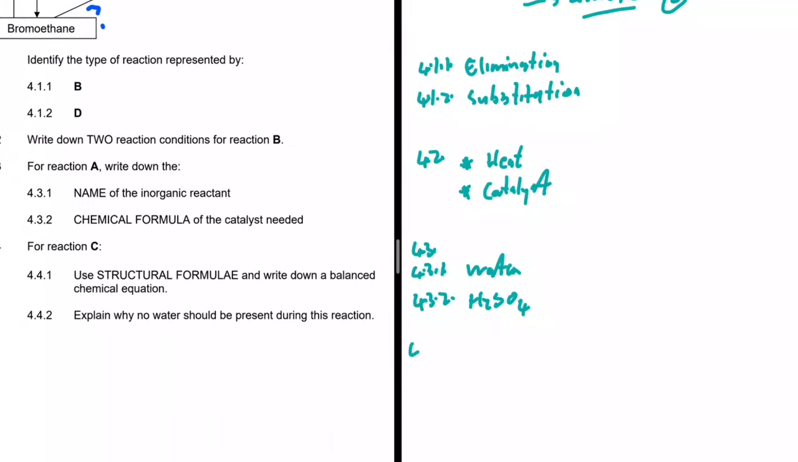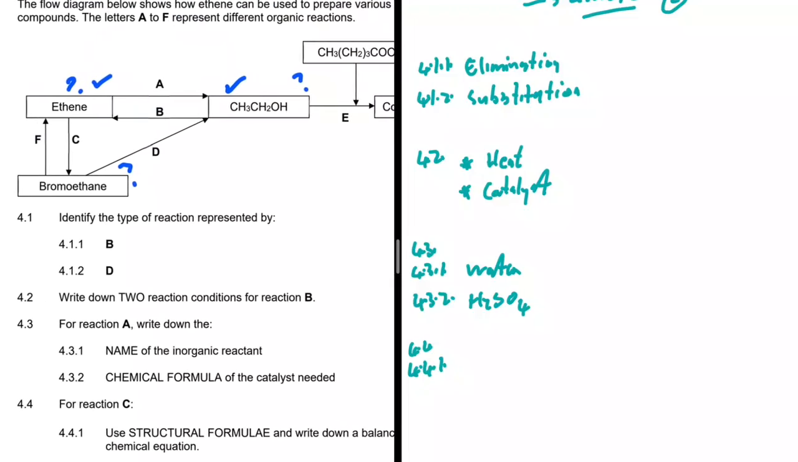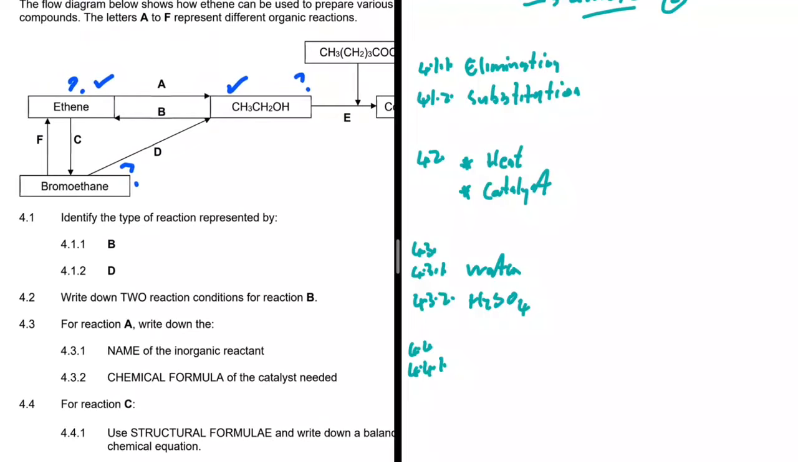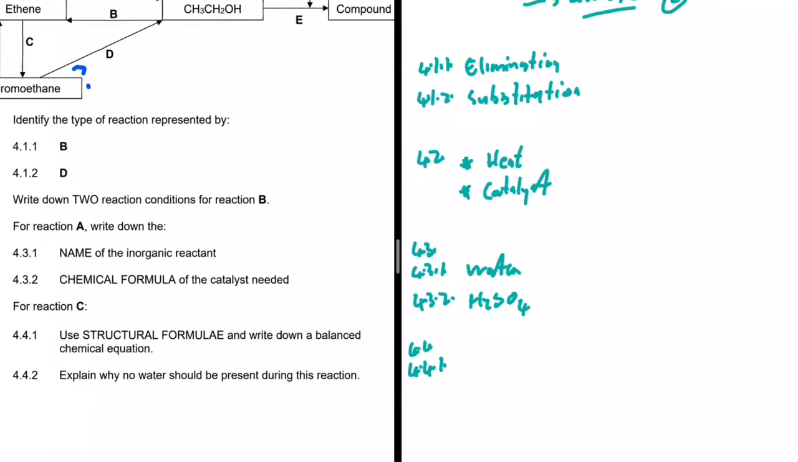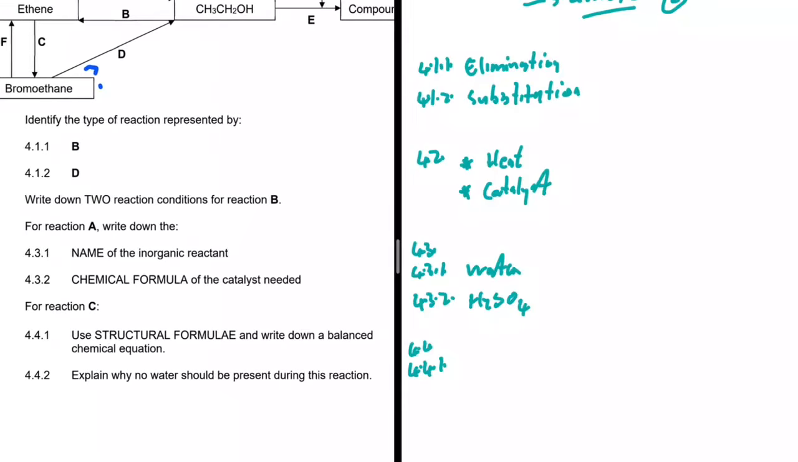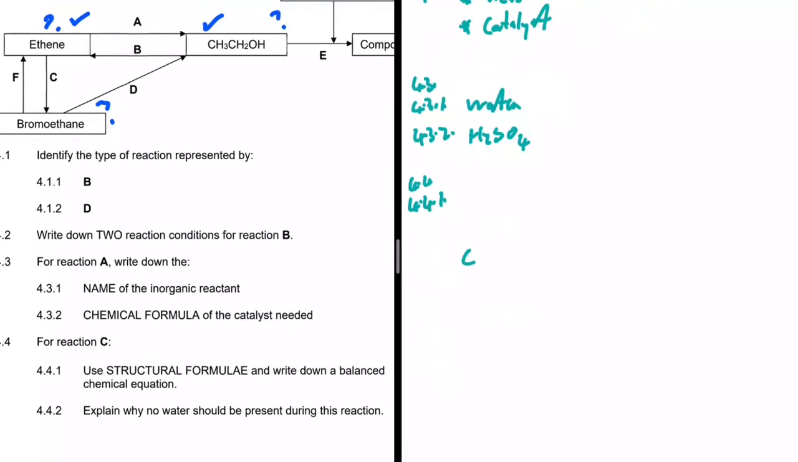Okay. 4.4. 4.4.1. Let's take a look. For reaction C, we are turning an alkene to a haloalkane. And then 4.4.1, use structural formula and write down a balanced equation. Okay, we're supposed to use structural formula. So this is our alkene with 2 carbons. How many bonds do we have? 1, 2, 3. So we need another hydrogen.